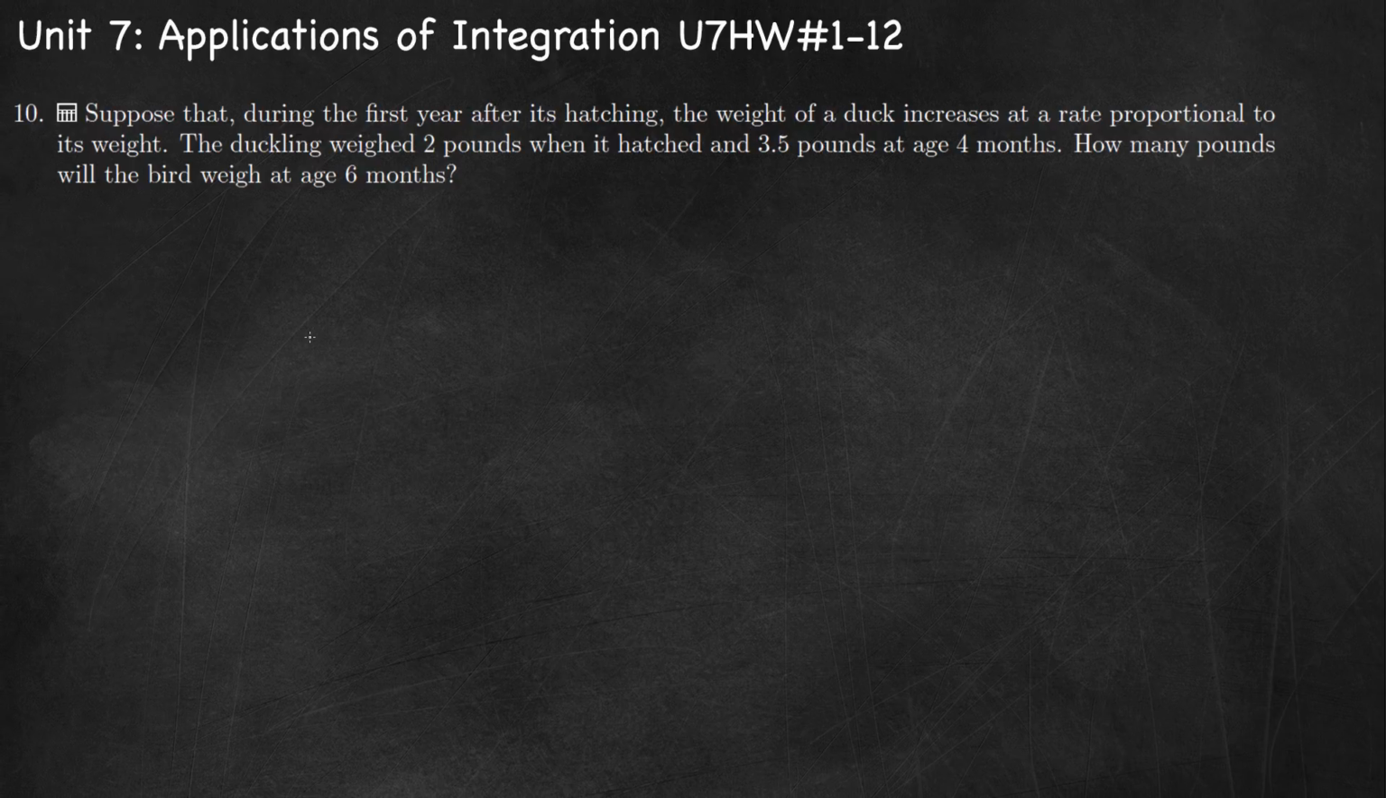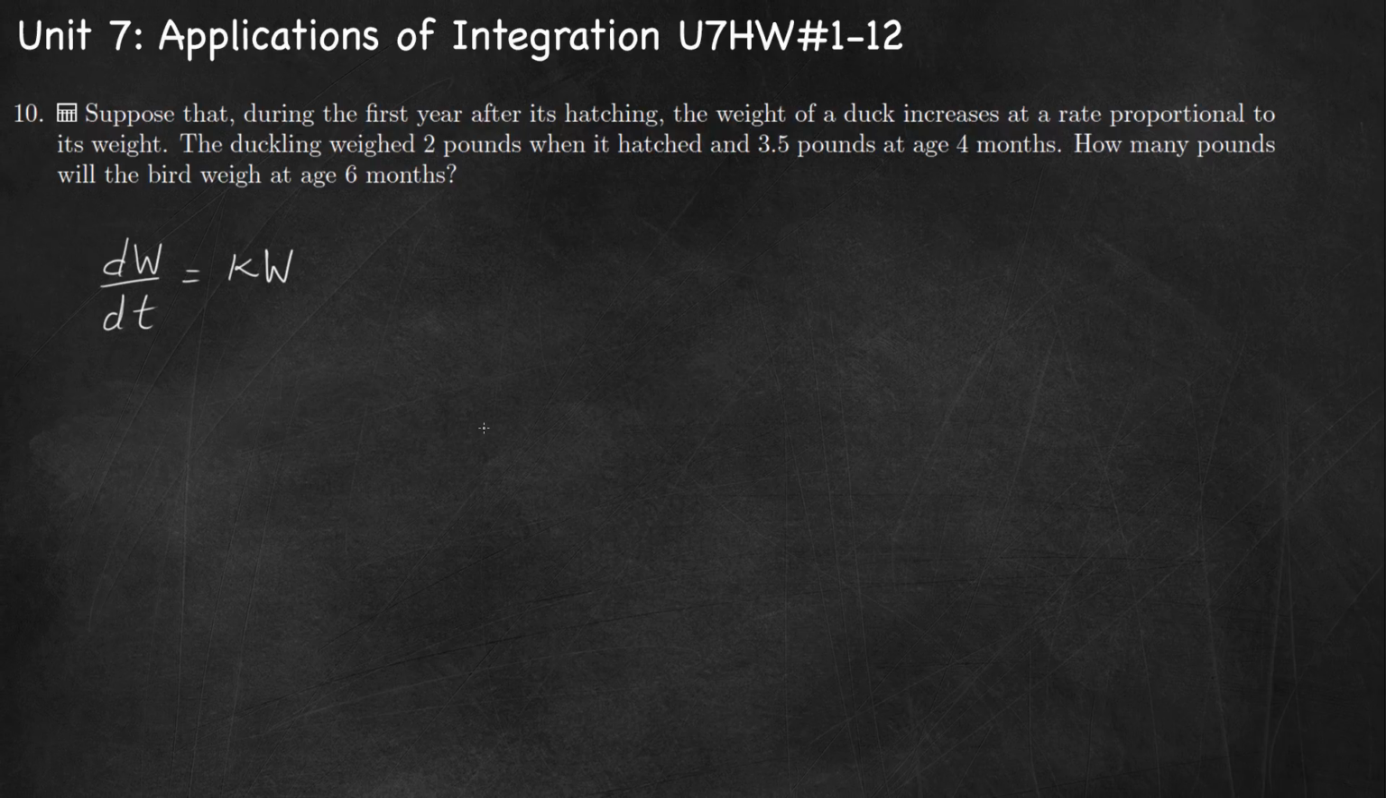It says during the first year after its hatching, the weight of a duck increases at a rate proportional to its weight. The weight is what's increasing, so that means we want the derivative of weight with respect to time. It's increasing at a rate proportional to. Proportional to means multiply by a constant. What are we multiplying by a constant? Whatever it's proportional to. And it tells us that it is proportional to its weight, which is w. So we have dw over dt equals kw.